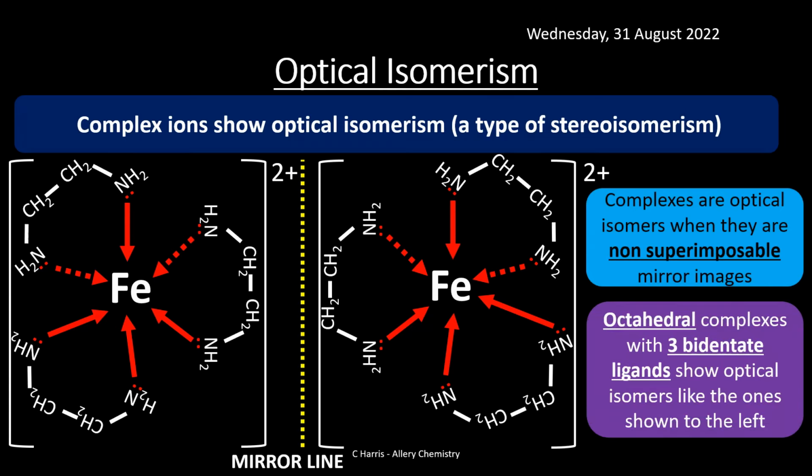And so octahedral complexes with three bidentate ligands show optical isomers, like we can see with the one on the left. You just need to be aware in this example that transition metal complexes can form optical isomers, and be prepared to draw out the mirror images of these isomers as well. Obviously they have the same behaviors, so anything that's optically active will rotate plane polarized light, as we've seen earlier.